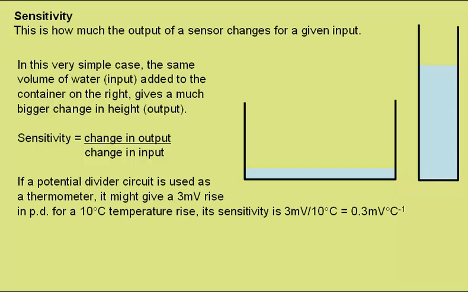If a potential divider circuit is used as a thermometer, it might give a 3 millivolt rise in potential difference for a 10 degrees C temperature rise. Its sensitivity, therefore, is the change in output, 3 millivolts, over the change in input, 10 degrees C, giving a sensitivity of 0.3 millivolts degrees C to the minus 1. Don't forget to quote the units.